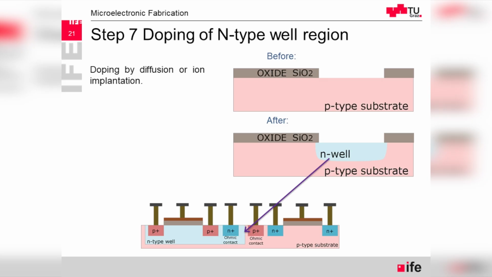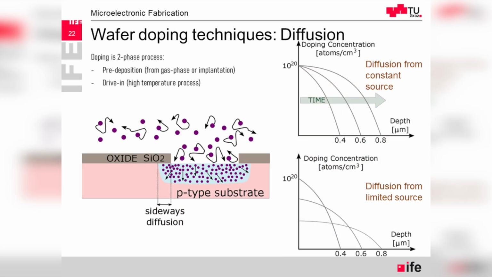We have the opening, and now we can use this opening to introduce N-well for the P-type transistor. And this is done by doping. Doping can be done by diffusion or ion implantation. And we will have a look at both processes and see that also with ion implantation, the diffusion belongs there as well. So diffusion, from that perspective, we can say it's more important. It's a natural process that occurs. The higher the temperature, the easier the diffusion will be.